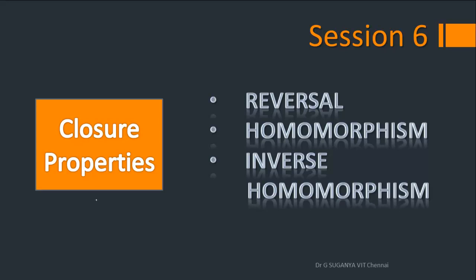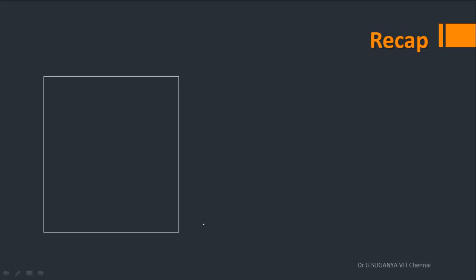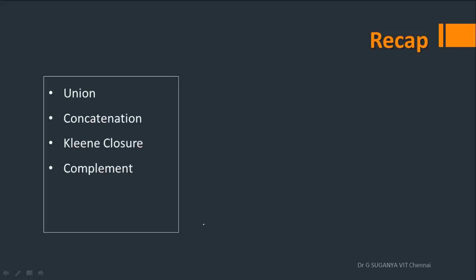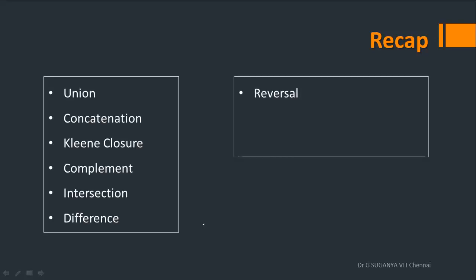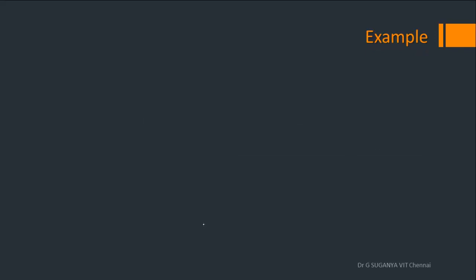In this session, we are going to talk about the closure properties of regular languages. In particular, whether the reversal, homomorphism and inverse homomorphism operations can result in a regular expression or not. Just a small recap. These are the 6 different operations that we have seen are covered under regular languages: union, concatenation, Kleene closure, complement, intersection, and the difference. Now we are going to see 3 more: reversal, homomorphism and inverse homomorphism.